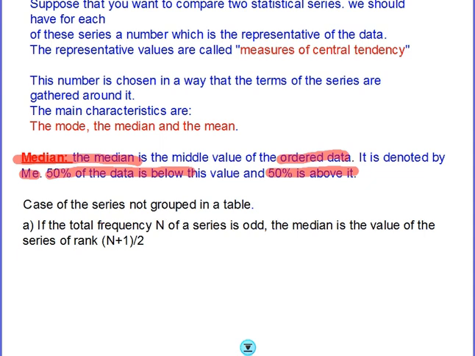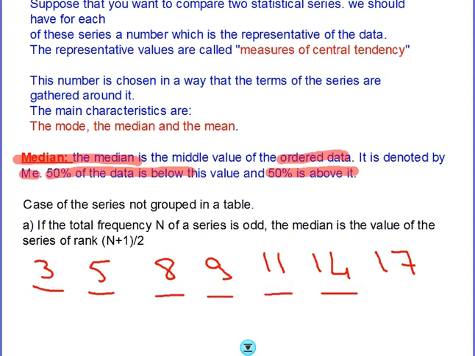Let's say you have these values: 3, 5, 8, 9, 11, 14, 17. First of all, check whether they are ordered from least to greatest. Yes, they are: 3, 5, 8, 9, 11, 14, 17. So now we can look at the median value.